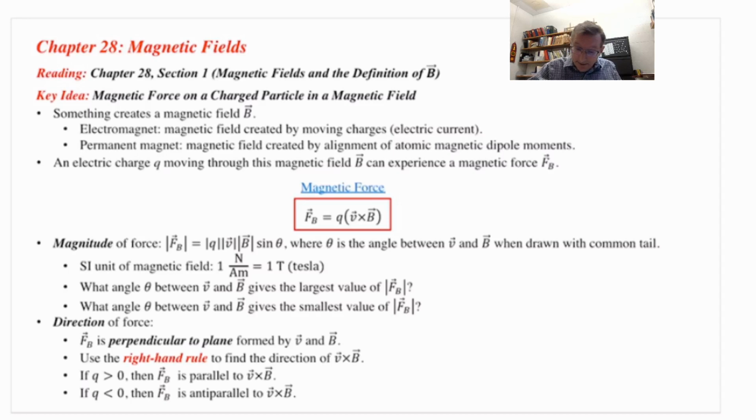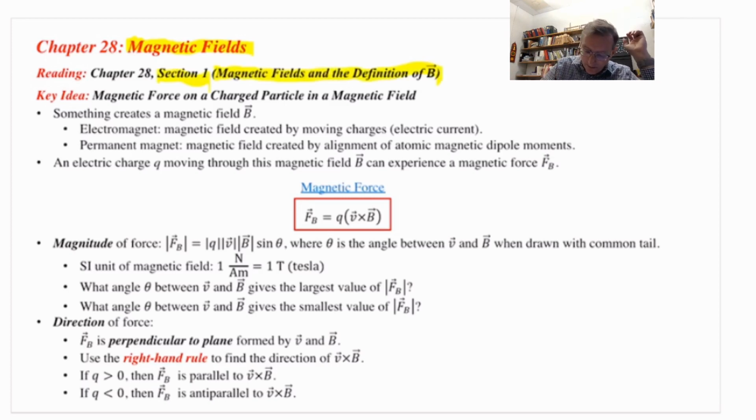So we're starting chapter 28, which is all about a new kind of vector field for us called a magnetic field. Everybody's heard of magnetic fields, and now we're going to dive into studying the properties of this vector field. So we're doing a transition from studying electric fields to studying this new kind of vector field. A little later, we're going to show how electric and magnetic fields are actually linked together. But we start with Chapter 28, Section 1, magnetic fields and the definition of magnetic field.